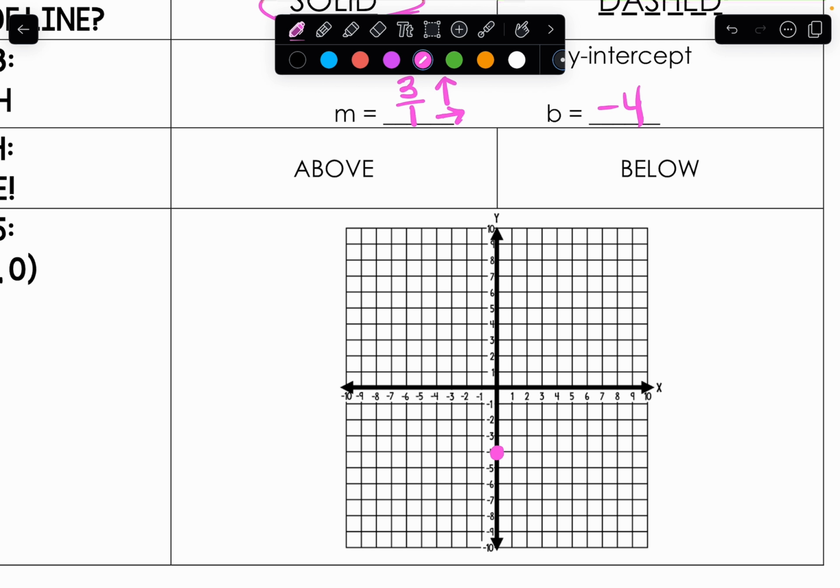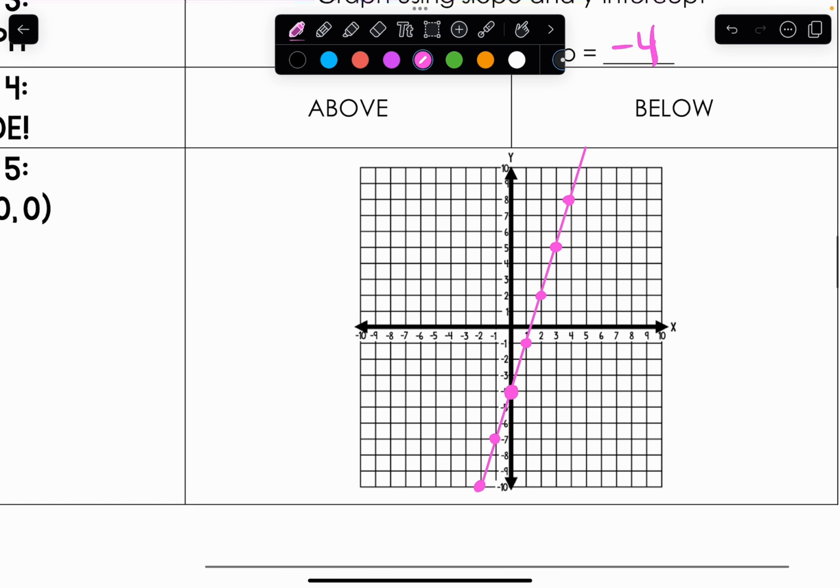If we go up 3, right 1, we end up at (1, -1), (2, 2), (3, 5), (4, 8). And the other way: (-1, -7) and (-3, -10). This one is a solid line, so we would connect the points normally, just as we would with any other line. That is correct. Okay, fixed it.